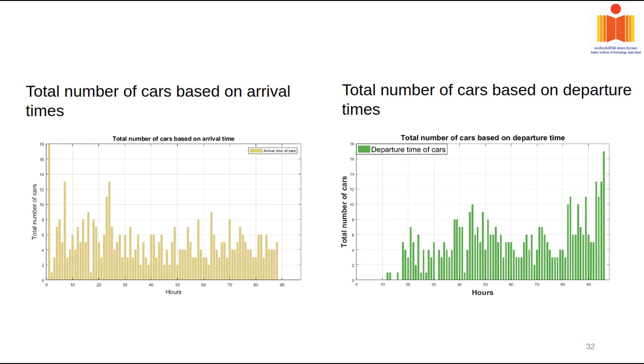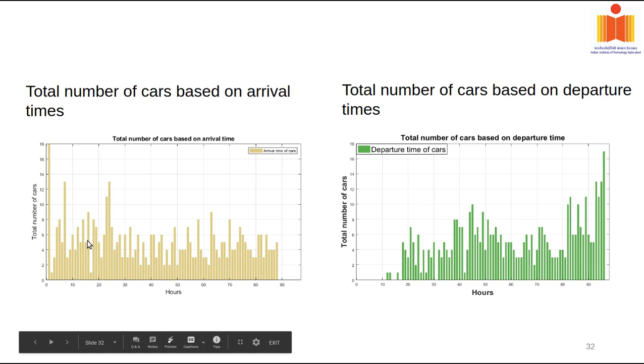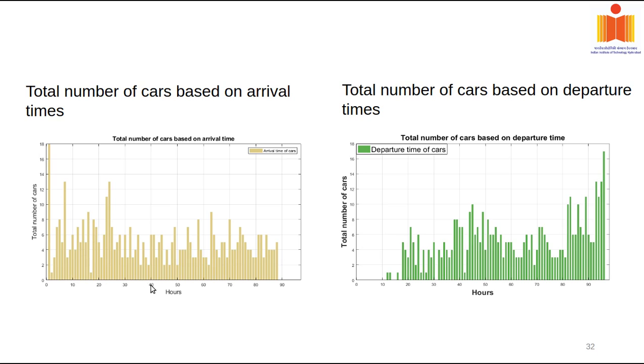So this is the input data, the arrival time of the cars. The left figure is the arrival time of the car. Sometimes the cars are arriving early in the morning, sometimes they are arriving late in the night, and then finally they stick to the daily routine. And the total number of cars based on departure time: different cars are leaving at different times, so that also can be monitored.